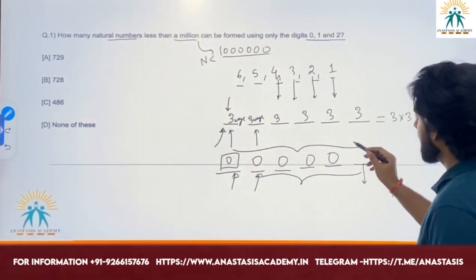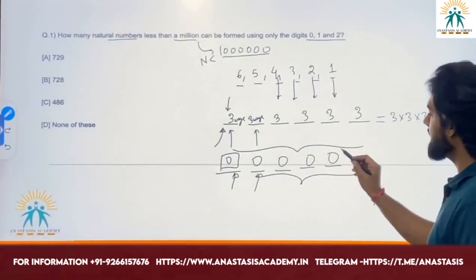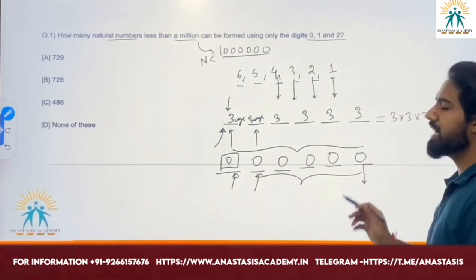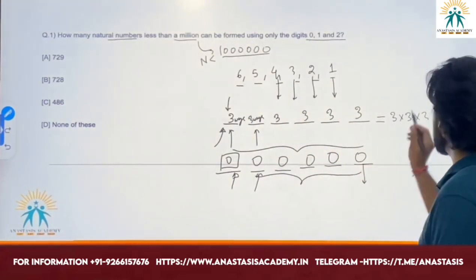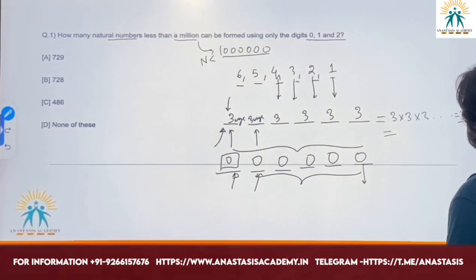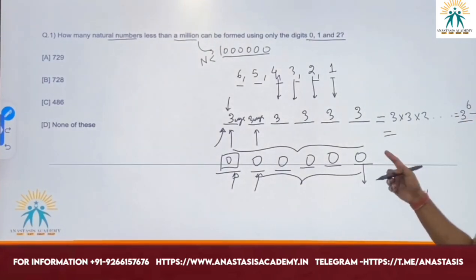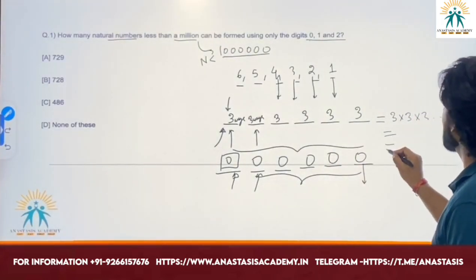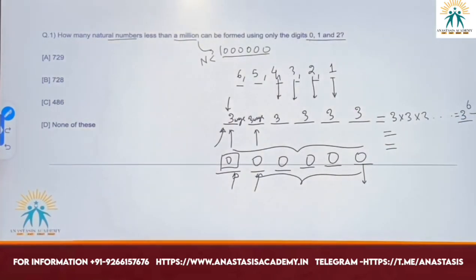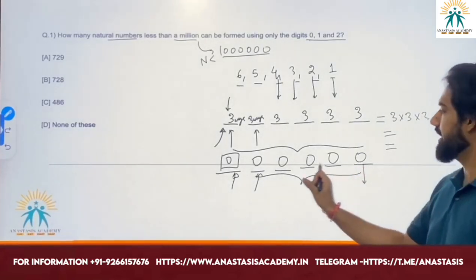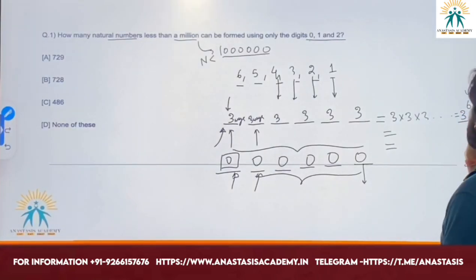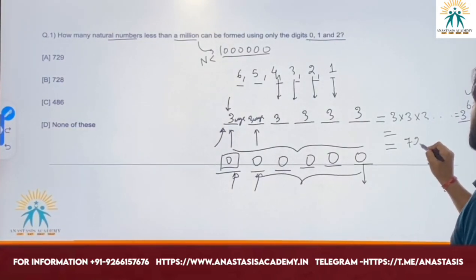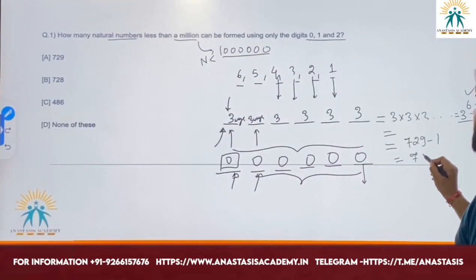So in these total cases, one case is included where all the digits are 0, and it is not a natural number because 0 is a whole number. So I have to subtract this one case from all the numbers. So the total number of natural numbers possible is 3 raised to the power 6 minus 1. This one case is where all the digits are 0, and 0 is a whole number. I need only natural numbers. 3 raised to the power 6 I know is 729, minus 1 is 728.